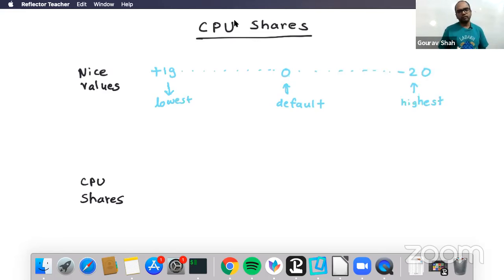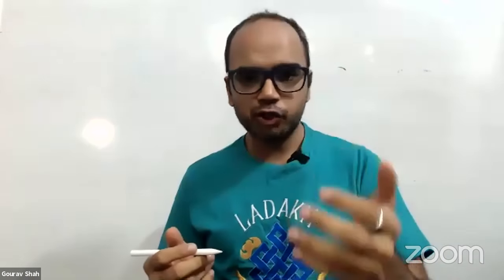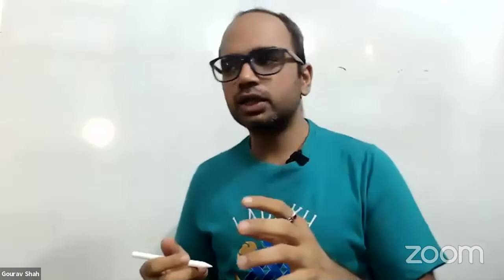Where is this useful? One example I can tell you related to CPU shares is, let's say Google typically has 2 different types of jobs. One is high priority jobs, which are search. For search, you need to see results immediately. Versus your indexing can happen in the background. It can be a low priority process as well.